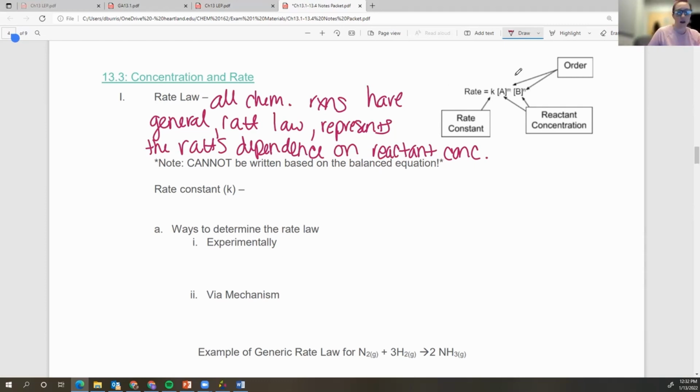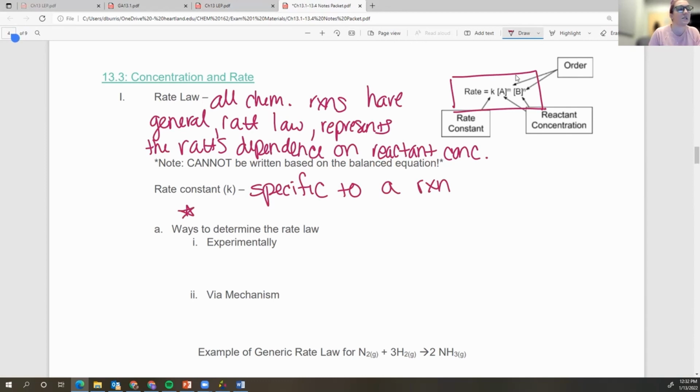So this is what a rate law looks like. This is kind of an important thing to note up here. The rate law is written rate equals k. k is the rate constant. Each reaction has its own rate constant, so this is specific to a reaction.